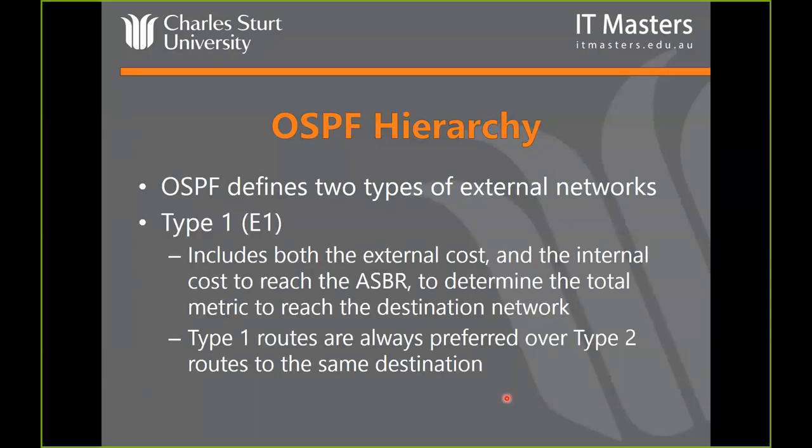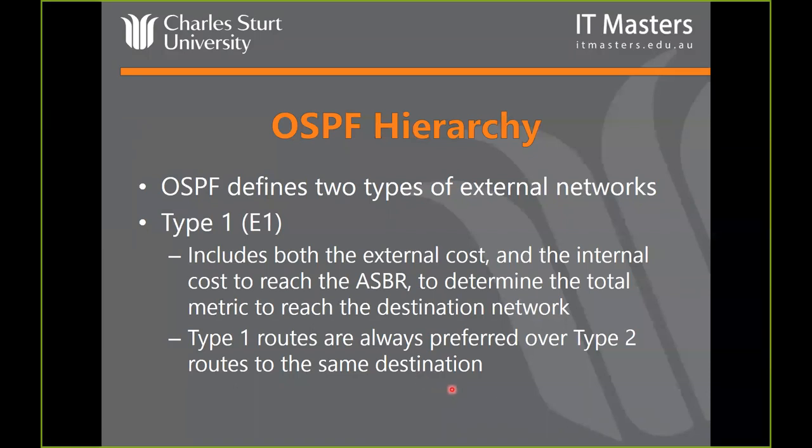Now, in terms of routes that come from those external areas through autonomous system boundary routers, there are two types of external routes that OSPF considers that you need to understand. There is a type 1 route known as E1. This route is a little different in that it includes the external cost, so the cost that's coming from outside the autonomous system, so it could be coming from EIGRP or RIP version 2 or ISIS, and the internal cost to reach that autonomous system boundary router. So the cost of all the internal links to get to that boundary router, plus the external cost to get from the boundary router to the destination host or network, is what makes up the cost for the type 1 route.